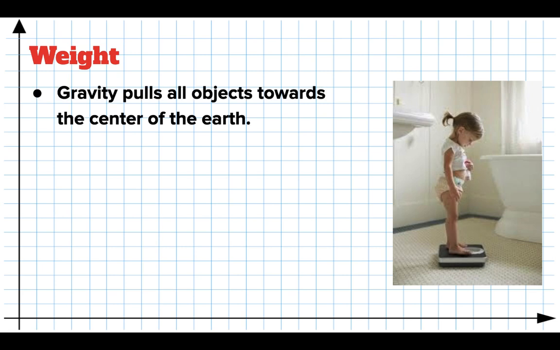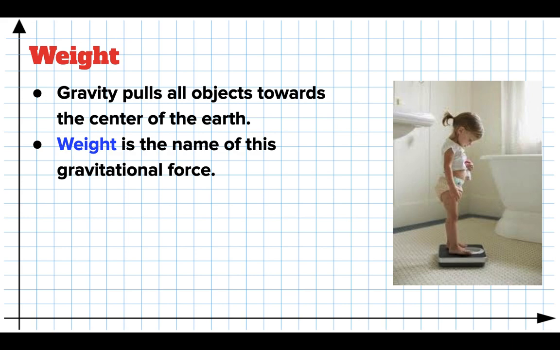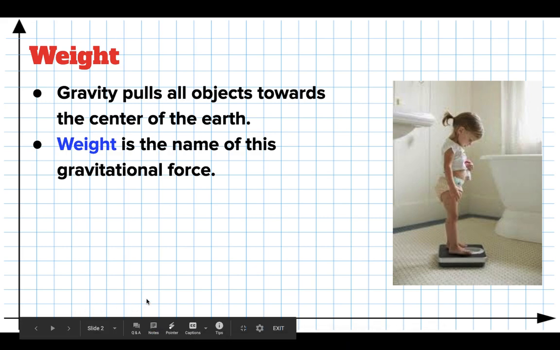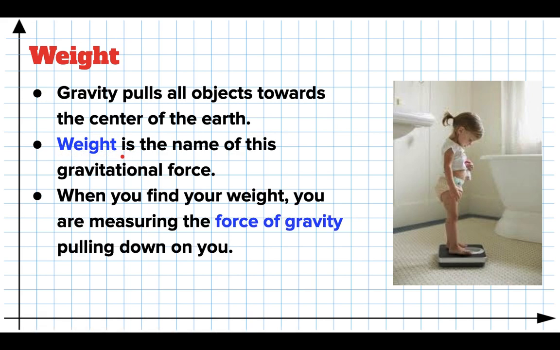So gravity pulls all objects towards the center of the Earth, and this pull of gravity is a force. And when we measure that force, we are measuring our weight. So weight is the name we give to the gravitational force that is pulling us towards the center of the Earth. So that's weight. All right? So really, when you find your weight, what you are measuring is the force of gravity pulling down on you. So if you weigh 150 pounds, that means gravity pulls down on your body with 150 pounds of force.